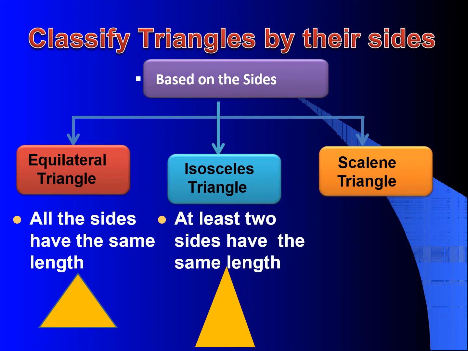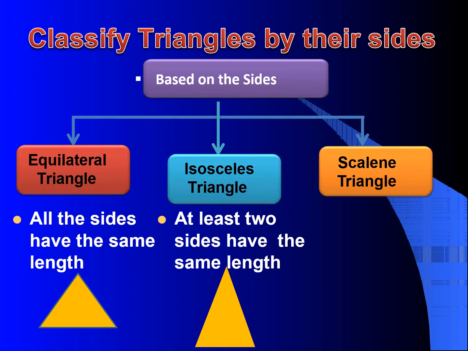I want you to put something in your mind here. Can the equilateral triangle be named an isosceles triangle? Yes, of course. As I said, for the isosceles triangle at least two sides have the same length, so all three sides can have the same length, and it is still named isosceles. So the equilateral triangle, in which all the sides are the same, can also be an isosceles triangle.